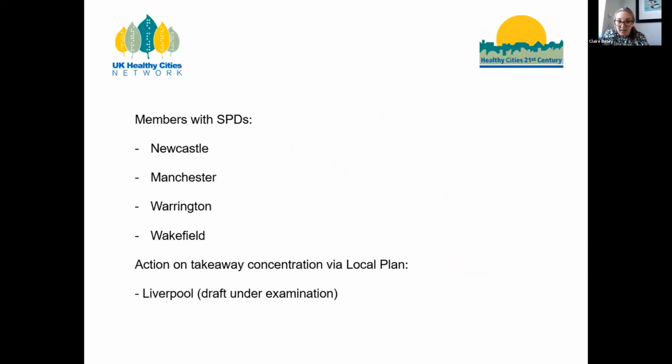And then I apologise if this isn't a full list, but I did a quick summary of some of our English members who have SPDs in place so far, and there are some examples there. A lot of our members are in the north, where some of the health inequalities are most apparent. So Newcastle obviously has an SPD, Manchester, Warrington, Wakefield, and then Liverpool has provision within the local plan.